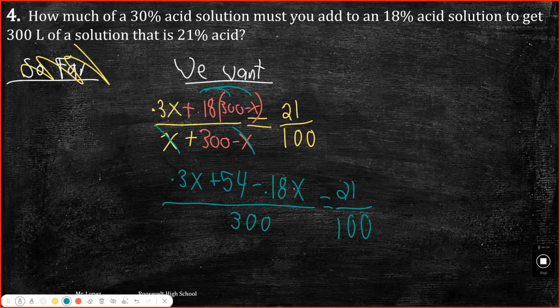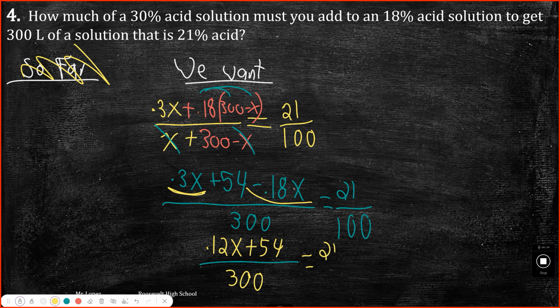Can we combine like terms here? What is 0.3x minus 0.18x? What is 30 cents take away 18 cents? 12 cents. So it's 0.12x plus 54 over 300 is equal to 21 over 100.